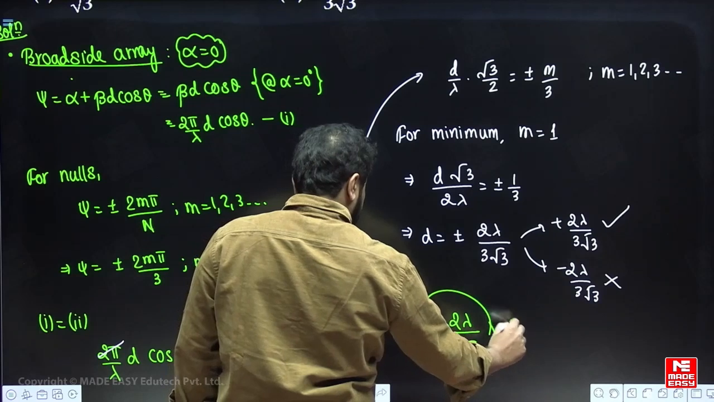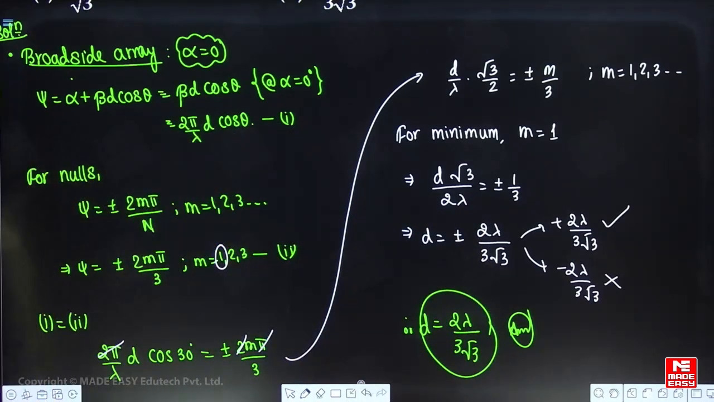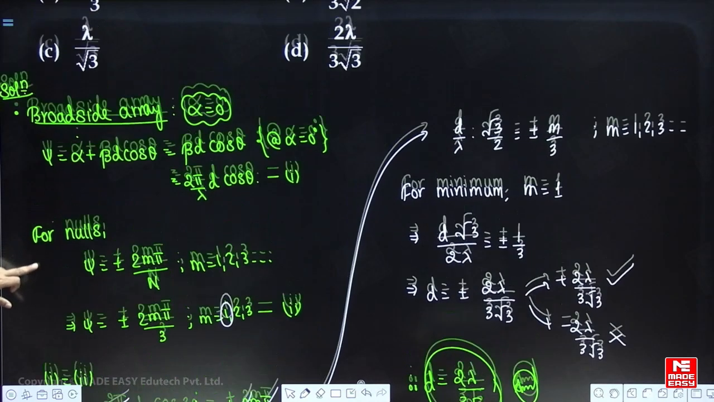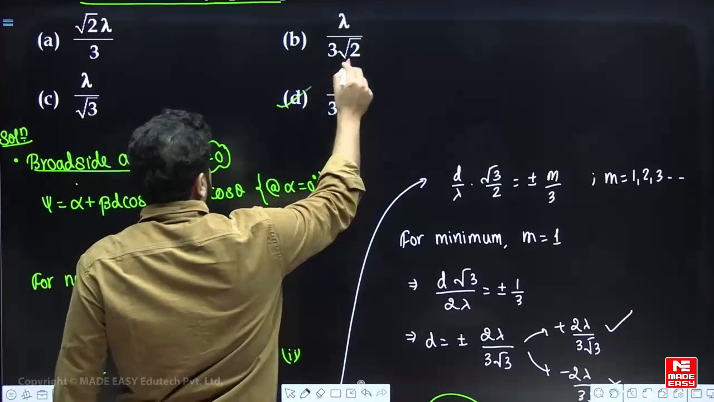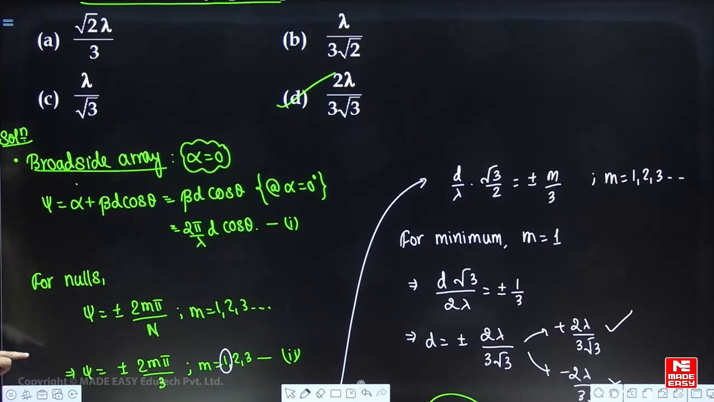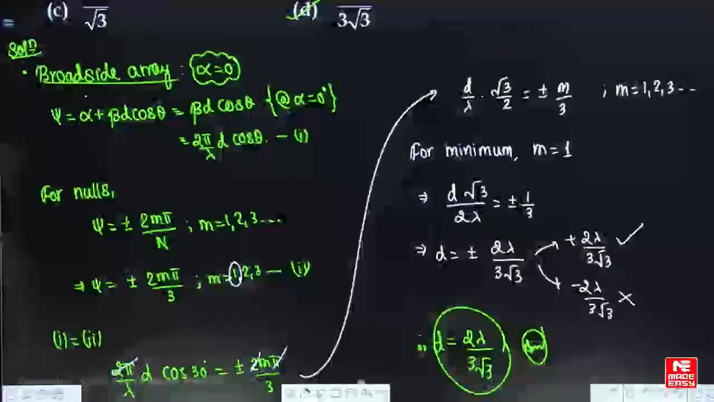So this should be the answer, isn't it? So answer should be 2 lambda upon 3 root 3. So this is what? So 2 lambda upon 3 root 3. So there is only one option. So this is your option D is correct. So option D.